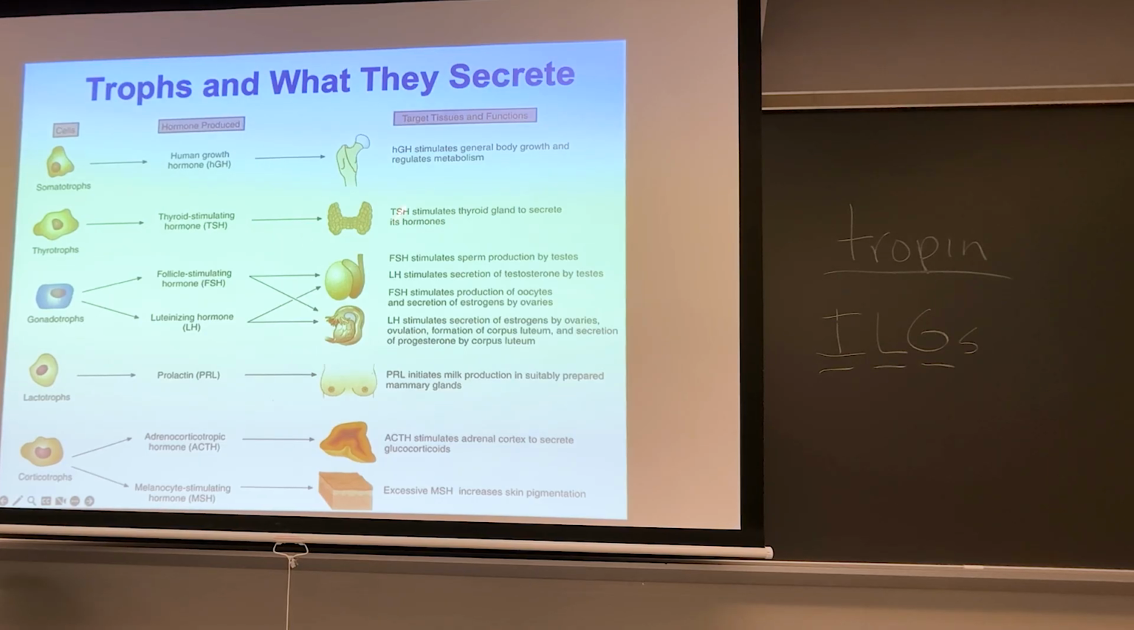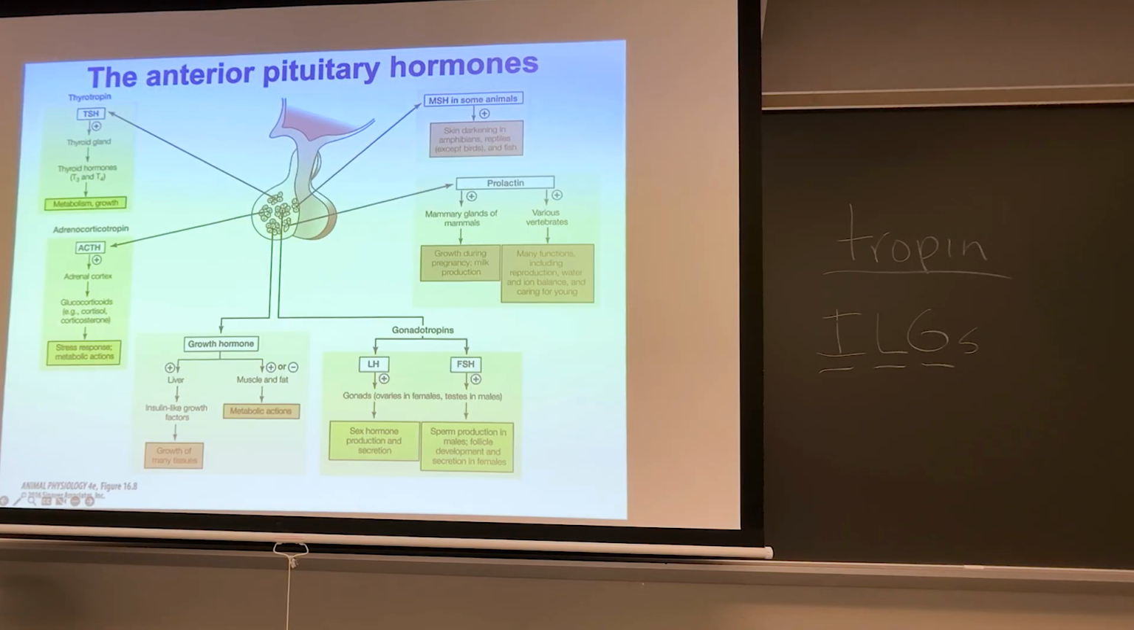So these are the hormones, these are the targets. All of them are tropins except for prolactin. Here's another picture that shows you all the troph cells and what they release. Notice it shows you all the tropins here. So here's thyrotropin. Here's adenocorticotropin, or ACTH.